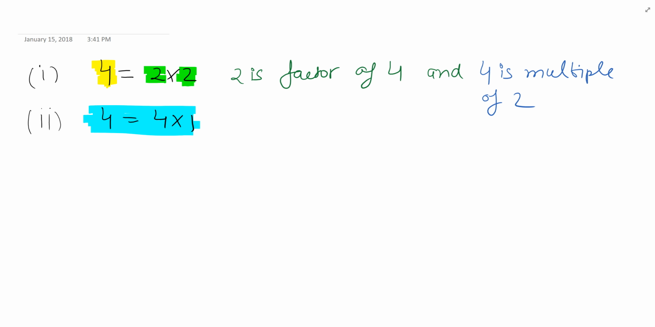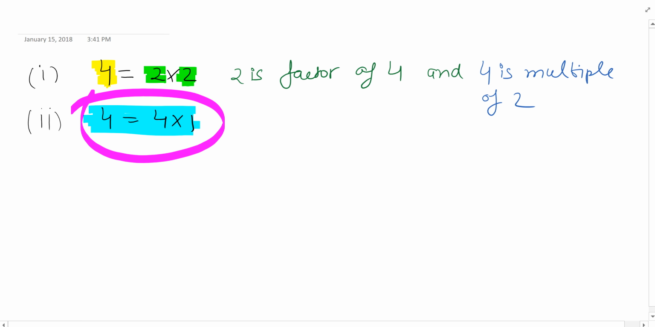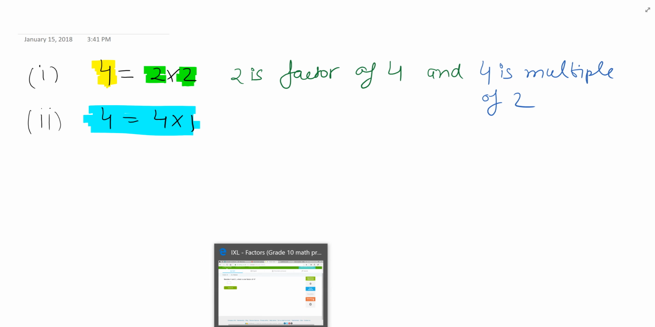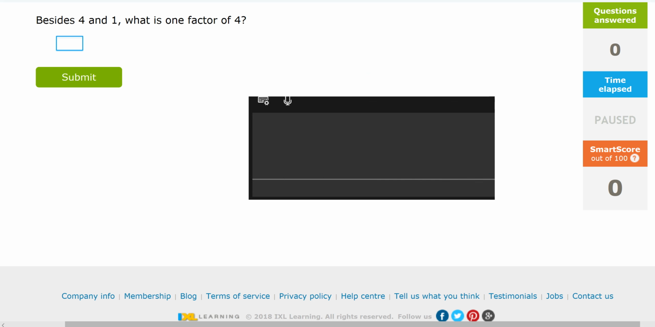Right, so we learned how to make factors of 4. We have two ways of making factors of 4. One is 2 times 2, and another way is 4 times 1, right? So two factorizations of 4. If we go back, the answer is 2.